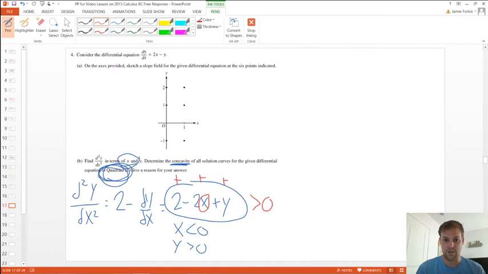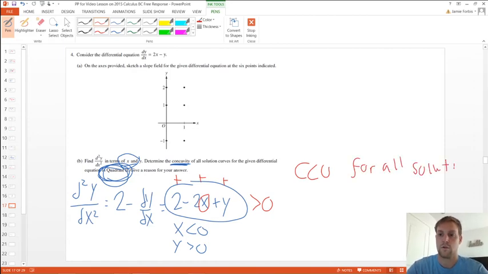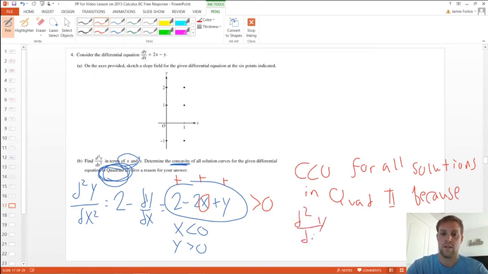Okay, and that's your reason right there, is that the second derivative is always going to be greater than 0 in quadrant 2. So you can say it's going to be concave up for all solutions in quadrant 2 because, I guess I can write because, d2y over dx squared is greater than 0.